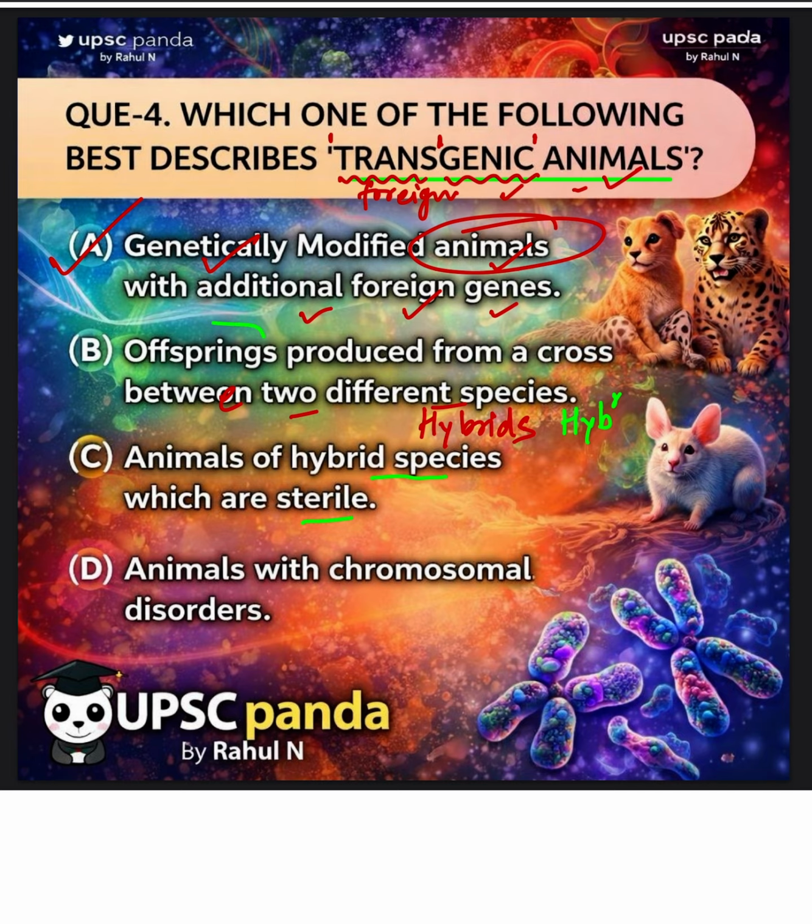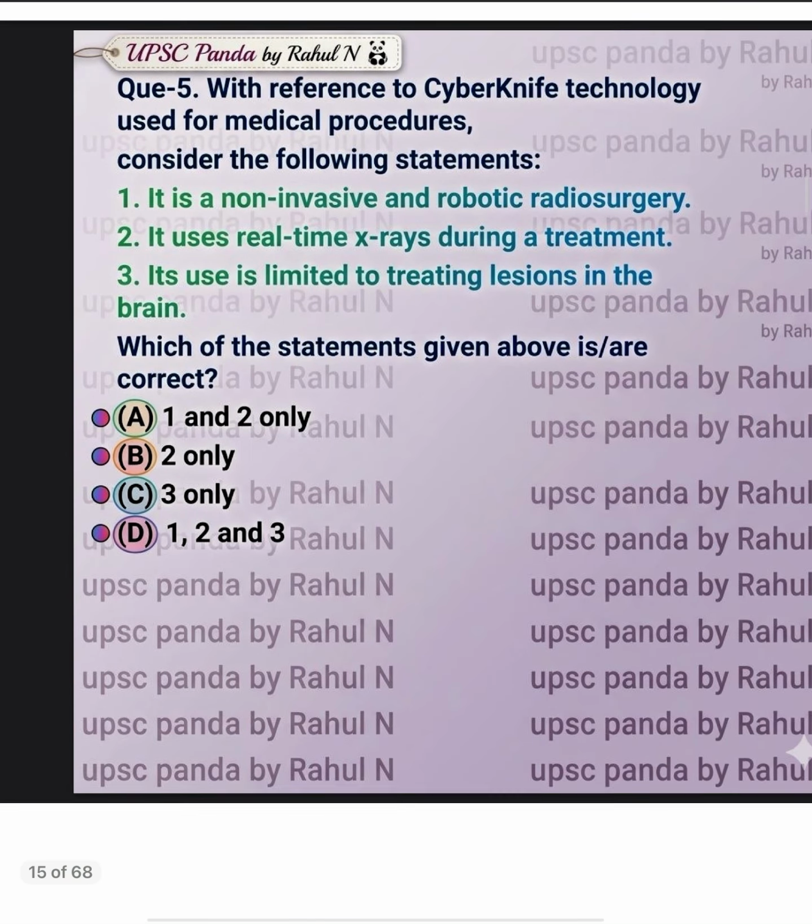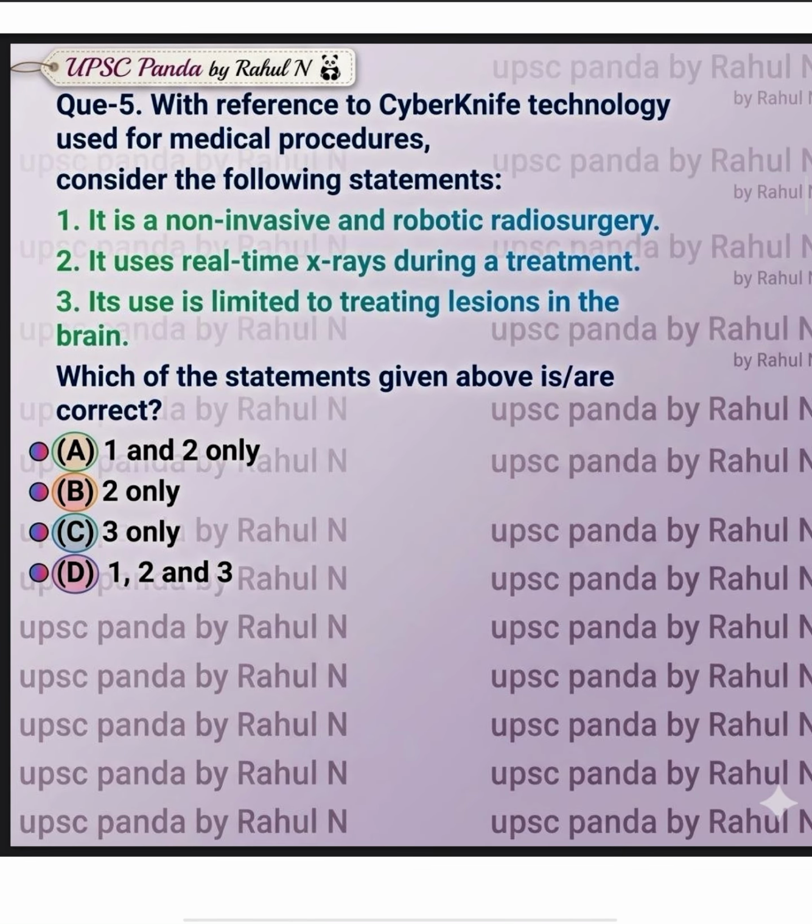अब यही offspring अगर sterile हो गया तो हम उसको transgenic animal नहीं बोल देंगे. That will be the sterile hybrid. Simple, sterile hybrid. Animal with chromosomal disorders, तो ये तो chromosomal anomaly है, not transgenic, nothing to do with genetic. Statement 1 is correct. A is correct. Then now let us move to the next question.